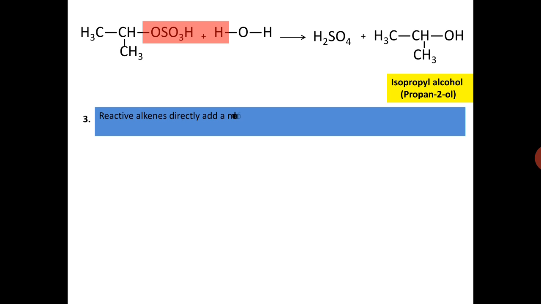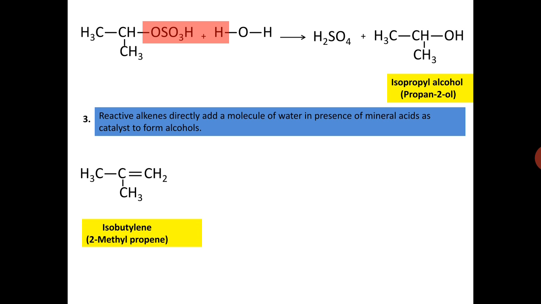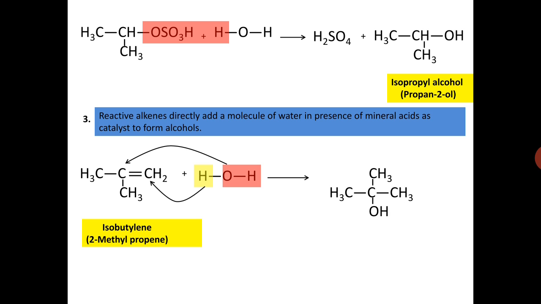In the reaction of alkene, we can directly add a molecule of water in the presence of a mineral acid as a catalyst to form alcohol. Also we can directly add the water into it. Here also the OH is attached to the carbon and the H is attached to the CH3 group, and directly it can form tertiary butyl alcohol.